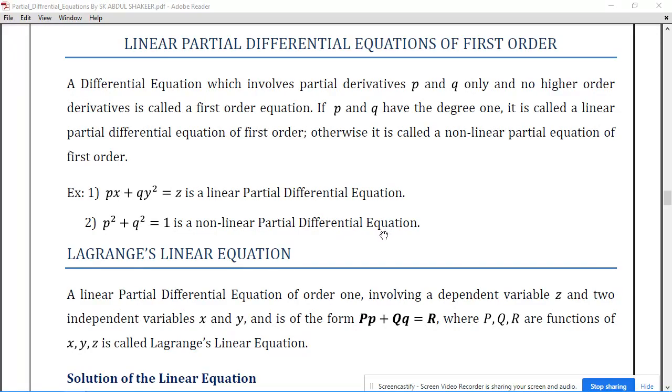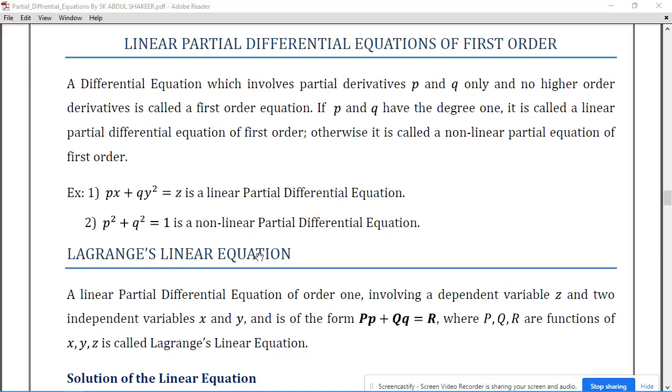Now, a linear partial differential equation means a differential equation having only p and q and degree 1. It is called a linear partial differential equation. Otherwise, it is called a non-linear partial differential equation.